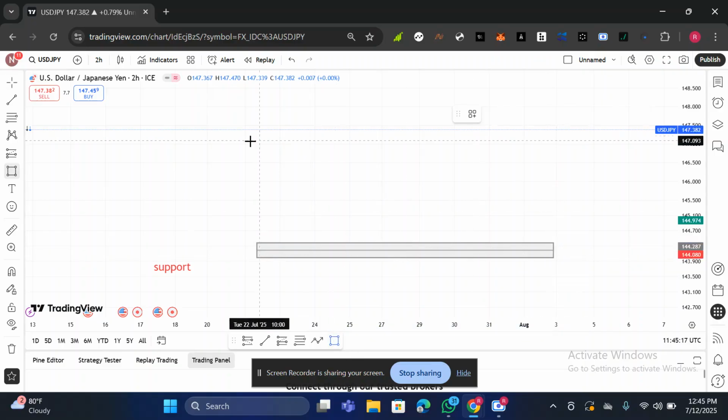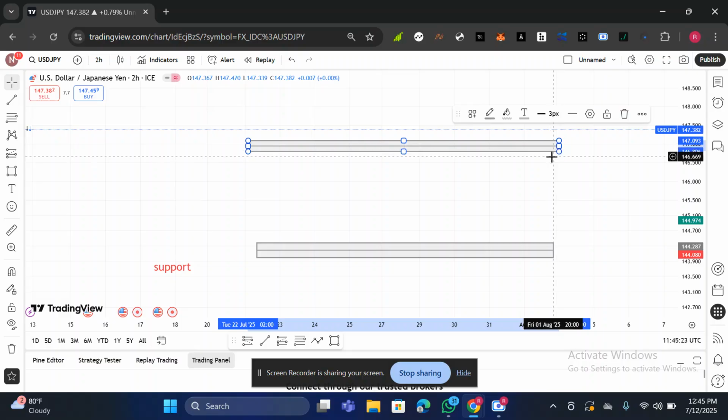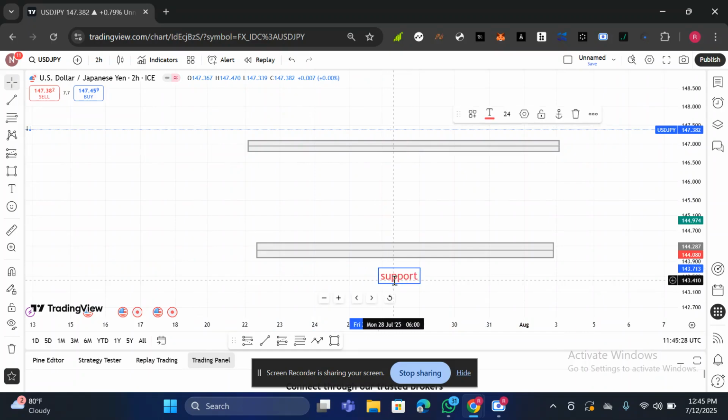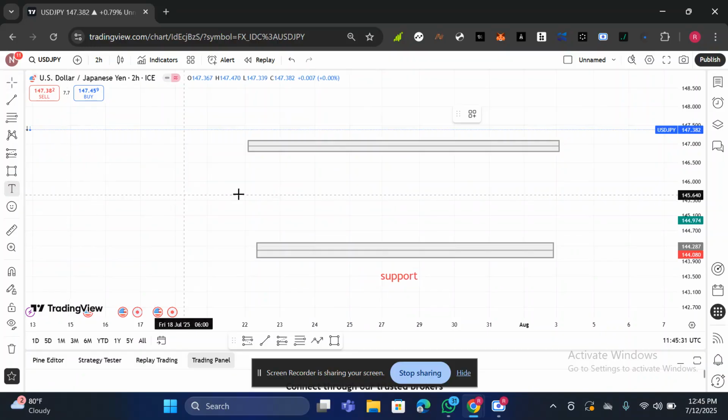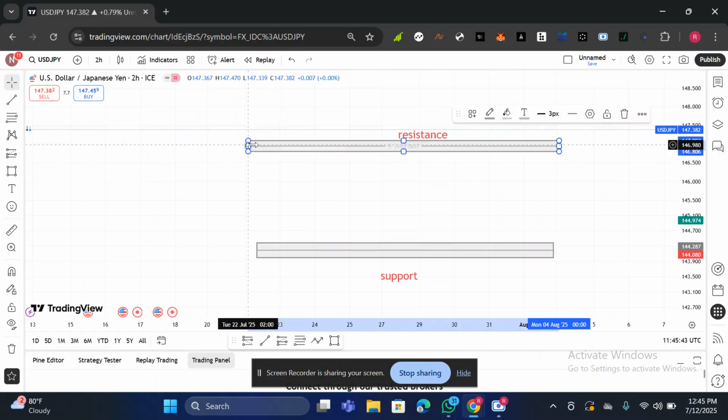Let me use this upper one here as my resistance point, while this lower one is my support level. Let me make use of this point as a support. I'm going to make use of this one also here as a resistance, and this one as a resistance level too.